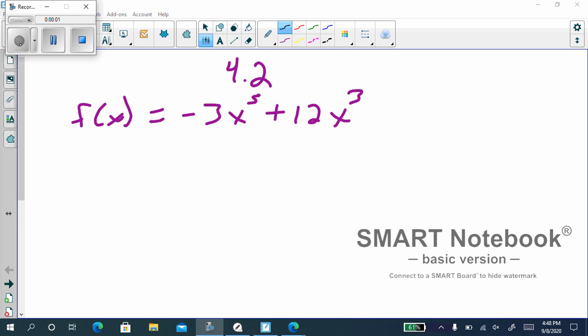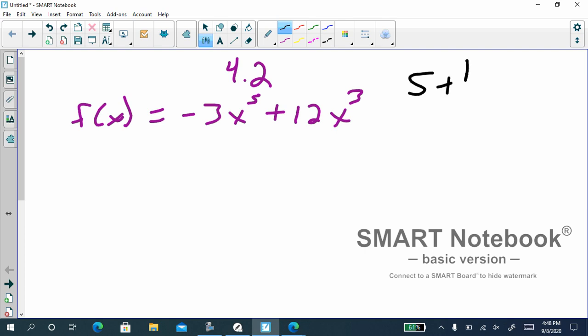Let's take a look at graphing some polynomials. So in 4.1, we looked at end behaviors and what happens at the x-axis at zeros. So we need our degree. This is a 5th degree polynomial. The leading coefficient is negative. So with an odd degree, the ends go in opposite directions.